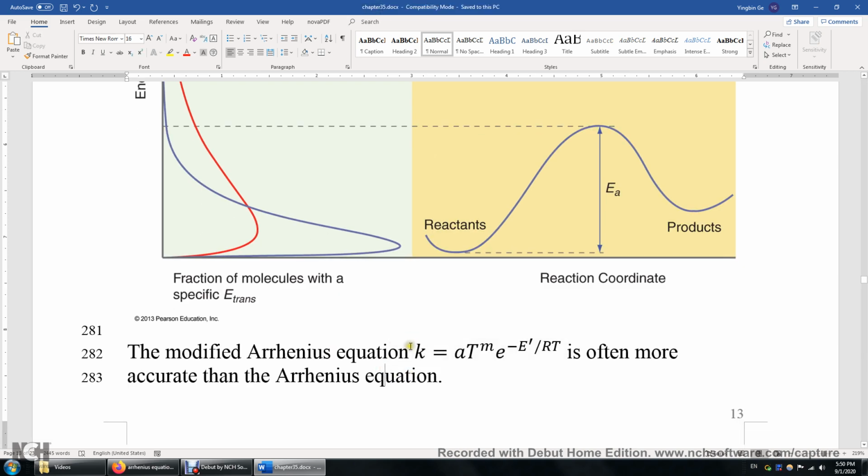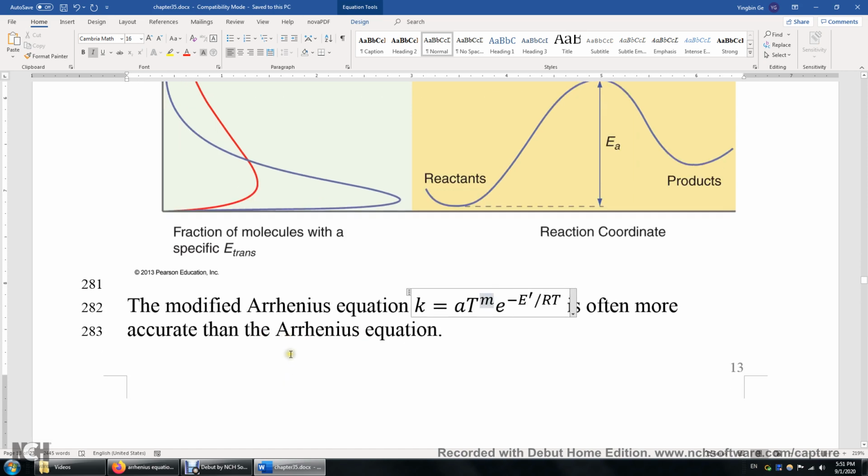By using this formula, it's slightly different from the original Arrhenius equation. Again, in the Arrhenius equation, this part is simply uppercase A, the pre-exponential factor. But now we have two terms: this lowercase a times the temperature to the power of m. m can be just any real number. So this is slightly different, with one more parameter m, and usually this is more accurate than the original Arrhenius equation.